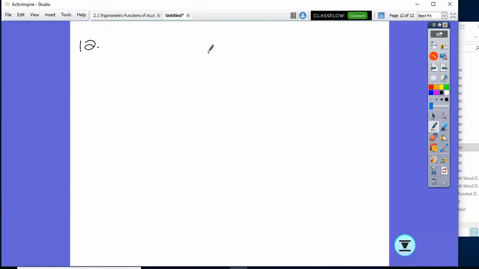Number 12. When is the tangent line horizontal? When do you get a horizontal tangent line? What's going on when that happens? There's no slope. Right, the slope is 0. How do we find the slope of a tangent line? Derivative. So here, all I'm asking you to do is set the derivative equal to 0.